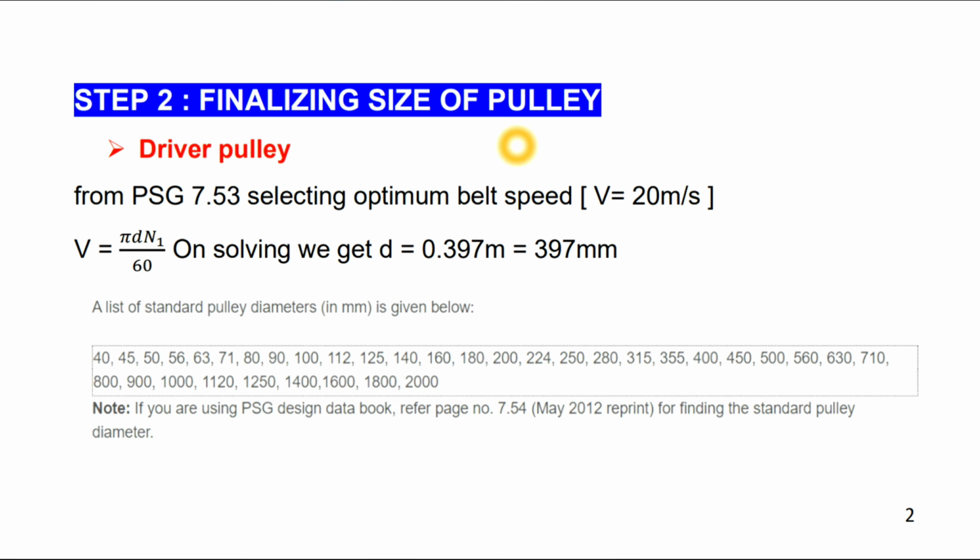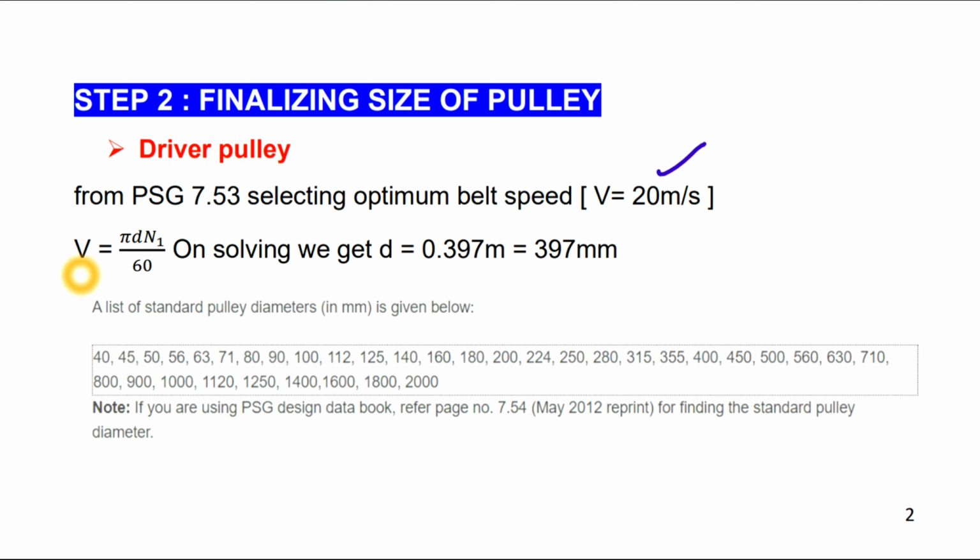In this step we will finalize the size of the pulley for both the driver and the driven pulley. First we will go for the driver pulley. On PSG 7.53, selecting an optimum belt size and belt speed, there is a bold heading where belt speed is given. They have given the optimum belt speed range, which is 17.5 to 22.5. Select any of that. We will select 20 meter per second for V.